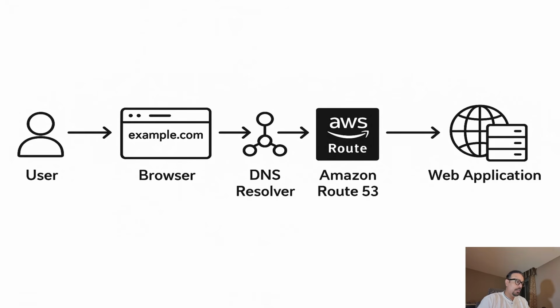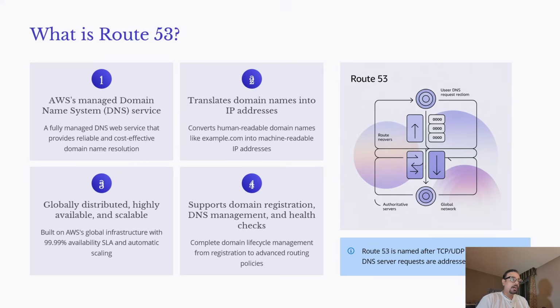Now, as you know, Route 53 is a fully managed domain name system service. In simple terms, it's a web service that provides reliable and cost-effective domain name resolution. It's the service that translates domain names into IP addresses, as I showed you in the previous diagram. So when you type a website name like amazon.com, Route 53 is going to convert that into a machine-readable IP address that the computer will use to connect.